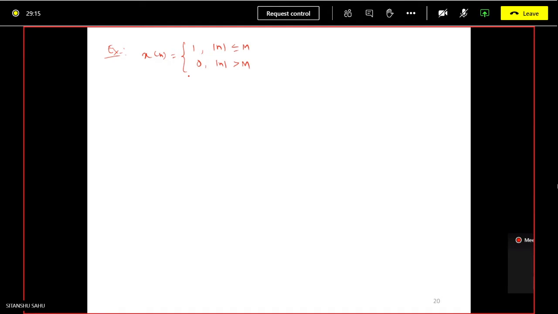What is the nature of this signal? Step function. Yes, it is a step function. And what other information? But what is its nature? Which category does it fall into, of the four categories of signal that we discussed?